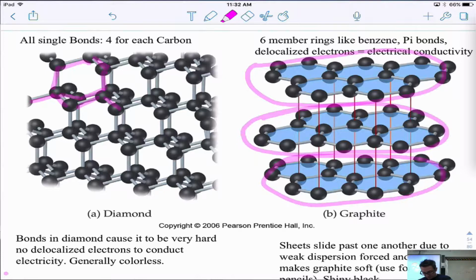The electrons between the sheets, which I'll highlight in a different color, are mobile. And so graphite can conduct electricity, which is unique to graphite compared to diamond. Those mobile electrons also allow graphite to be used as a lubricant. And so people will use graphite as a lubricant.